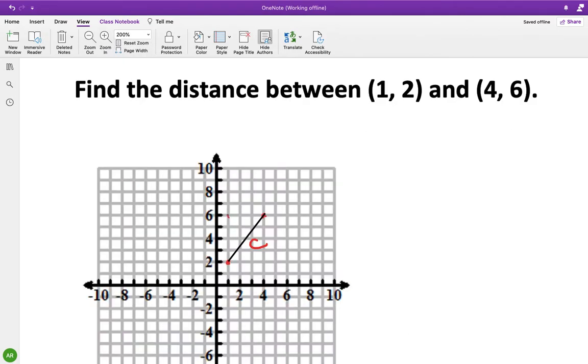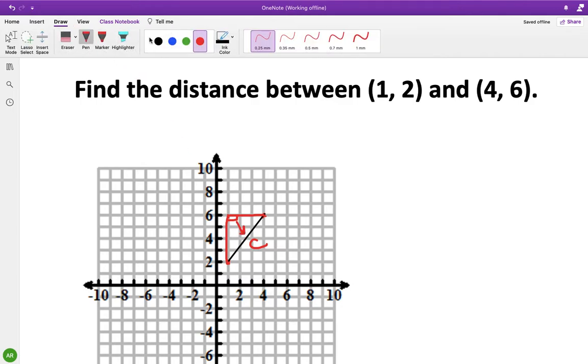So here's my one leg. Here's my second leg. There's my right angle. My hypotenuse is opposite. So now we're going to go ahead and just count. So we have 1, 2, 3, 4. So that's 4. Let me make it in a color that's easier to see. And this one is 1, 2, 3. So put that 3 there.